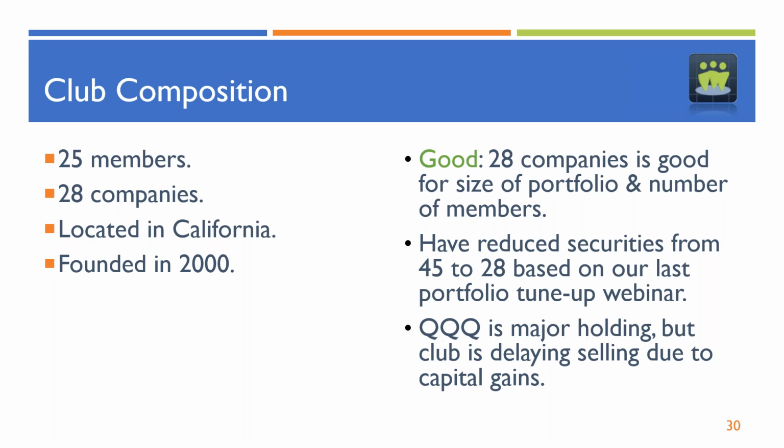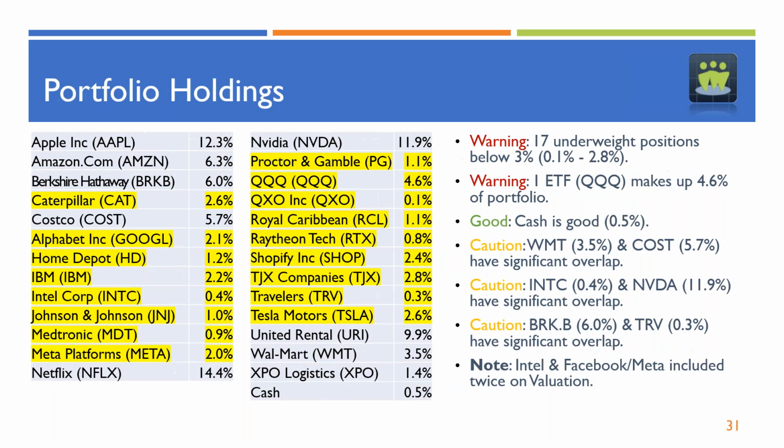They've got a major holding, however, in QQQ, and we'll talk more about that. That's the NASDAQ 100 ETF, and they've indicated they are thinking that they should sell it, but they've got a lot of capital gains, and so we'll talk a little bit about some strategies for that as we look through it. Here's the portfolio holdings.